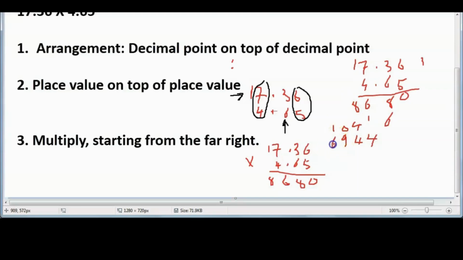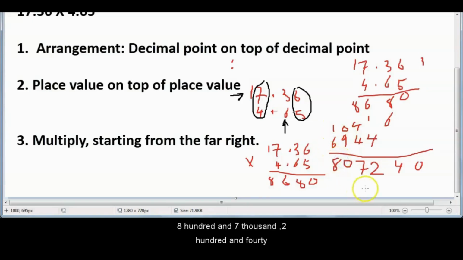So we'll add up everything. 0, 8 plus 6, 14. 4, carry 1. 1 plus 6, 7. 7 plus 1, 8. 8 plus 4, 12. 2, carry 1. 1 plus 8, 9. 9 plus 4, 13. 13 plus 4, 17. 7, carry 1. 1 plus 9, 10. 0, carry 1. 1 plus 1, 2. 2 plus 6, 8. 807,240.